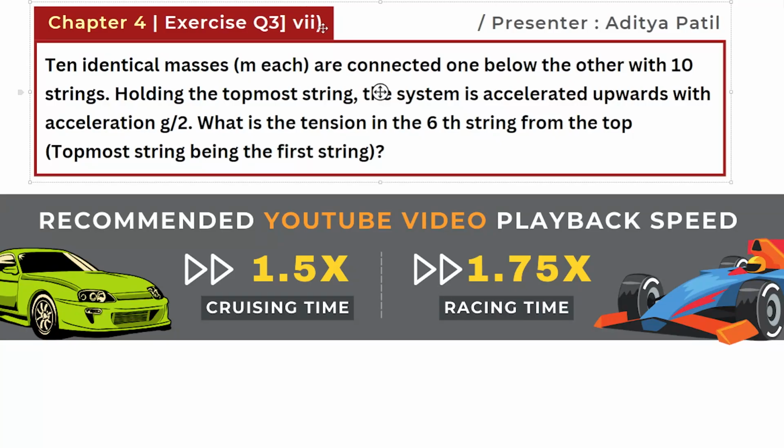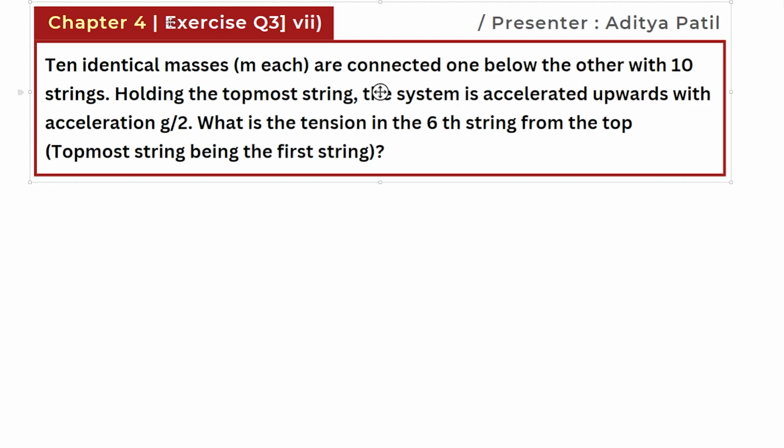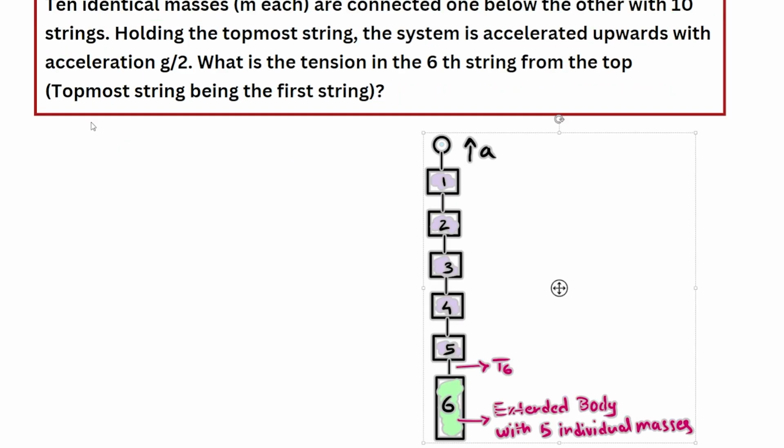Hi, in this video, we are discussing question number 7 from the exercise for the chapter Laws of Motion, which is the fourth chapter of the 11th standard physics syllabus. In this question, we are dealing with a system made up of 10 identical masses and 10 strings, arranged one after another in a linear fashion like this.